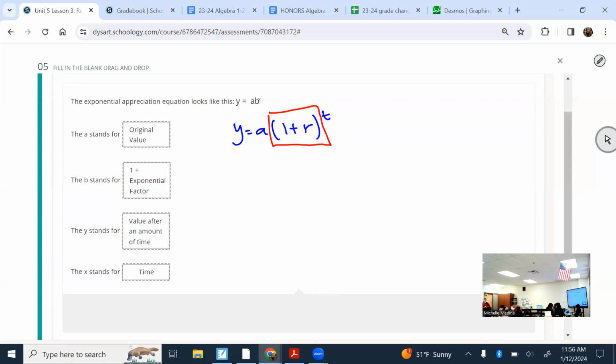Questions on any others from any unit 5 stuff? It doesn't just have to be this practice. Yes. Questions?